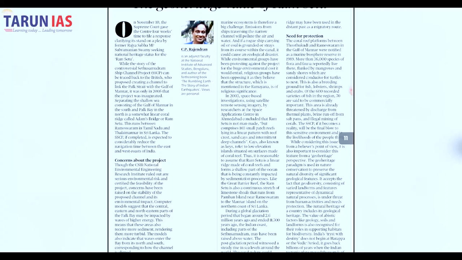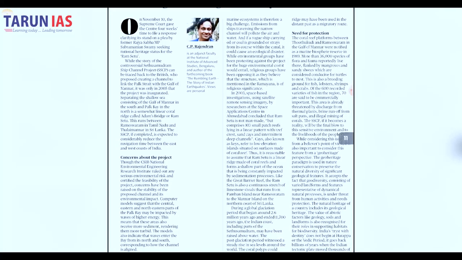So before we start, we need to understand the background of this editorial. This editorial has come on the Geoheritage value of Ram Setu. One Rajya Sabha Member of Parliament, Mr. Subramanian Swamy, filed a case in the Supreme Court seeking a national heritage status for Ram Setu. And the court has asked the government to give a reply within 2 weeks.